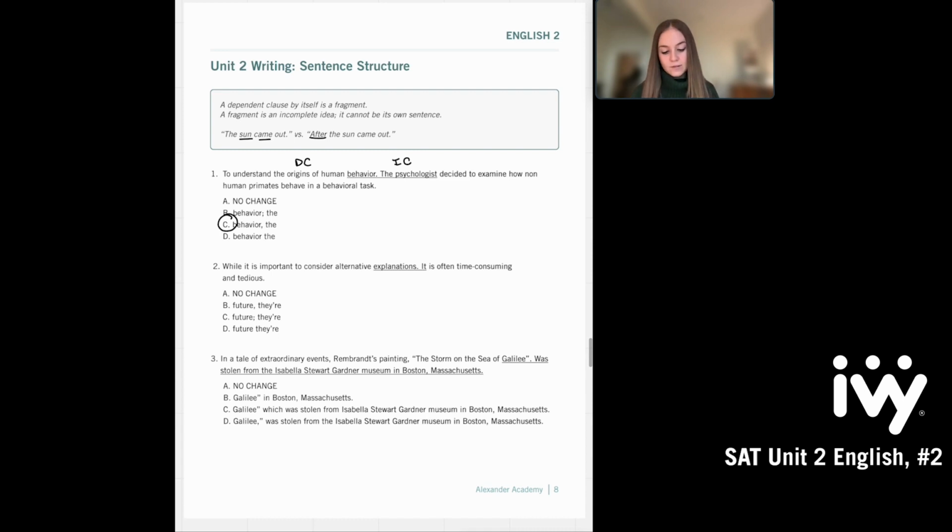Number 2, while it is important to consider alternative explanations, it is often time-consuming and tedious. Again, here we have a dependent clause followed by an independent clause. We should combine those with a comma rather than creating two separate sentences with a period in between.